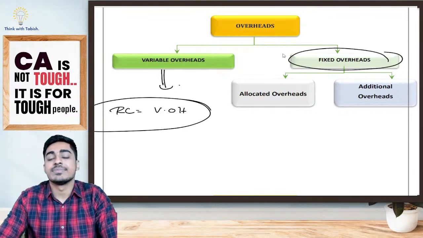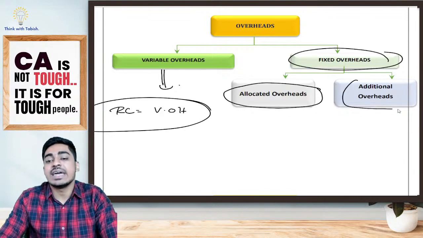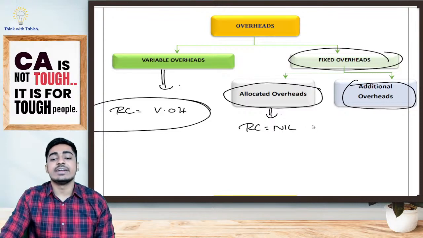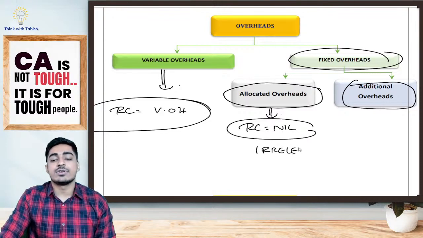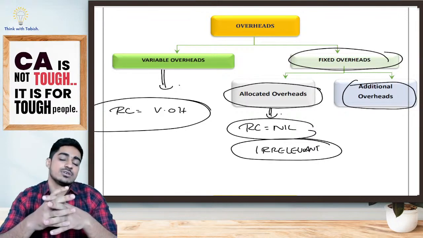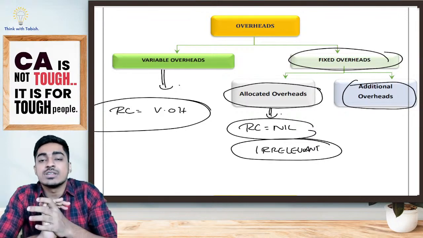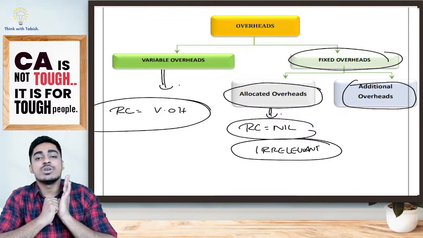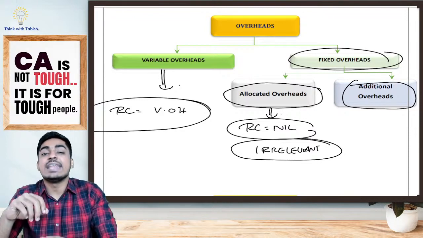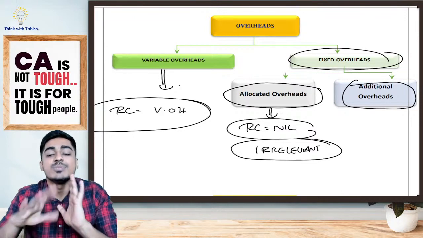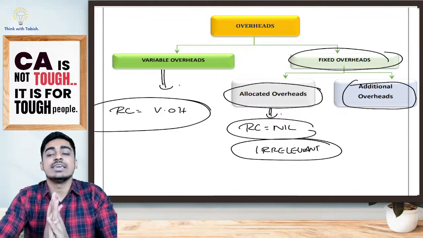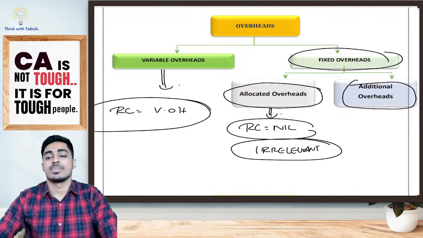But coming to fixed overhead, I will ask, is it the allocated overhead or is it the additional overhead? If it is allocated overhead, we have already told students it is irrelevant for decision making. Suppose I had taken a place for rent of 10,000. Previously also I used to pay rent of 10,000, and now also I am paying 10,000. So no extra rent I'm paying. Because I have CA Inter and CA Final classes, I'm allocating 5,000 to CA Inter and 5,000 to CA Final. Extra nothing I'm incurring, so my relevant cost is zero. Allocated overheads is irrelevant for decision making. Is it clear, students?